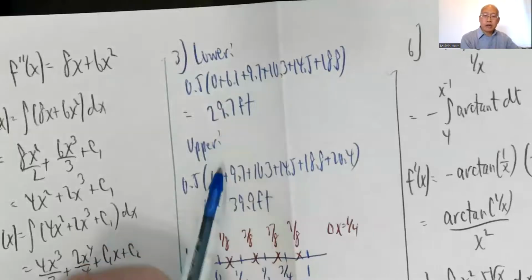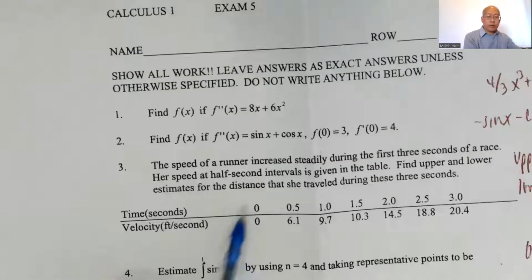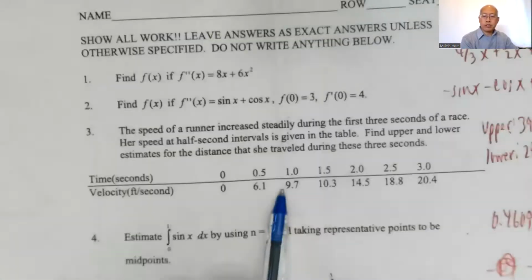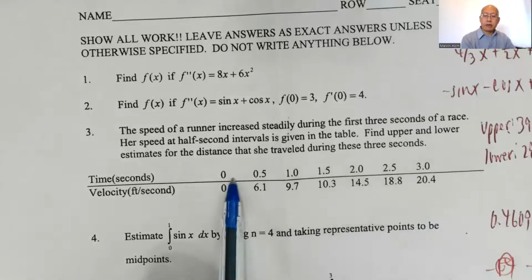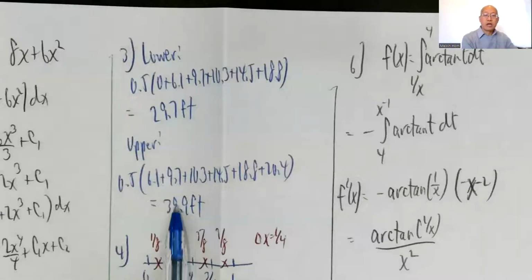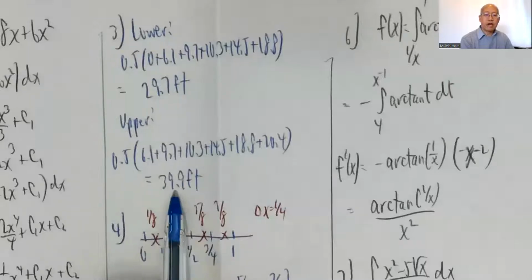For an upper estimate, I take the right endpoint. So 6.1, 9.7, 10.3, 14.5, 18.8, 20.4, add them up and multiply by 0.5. And that gives me 39.9 feet as my upper estimate.